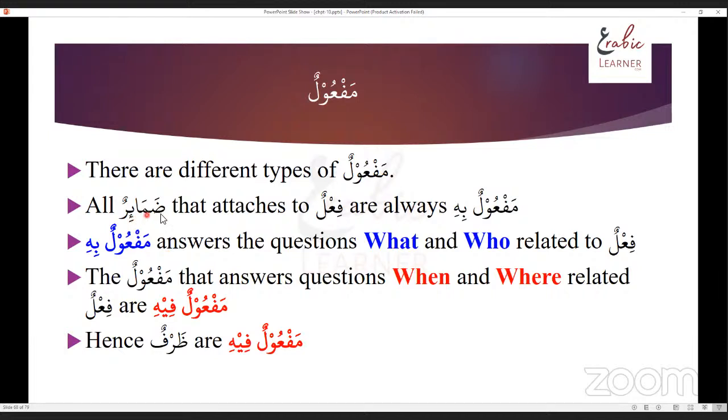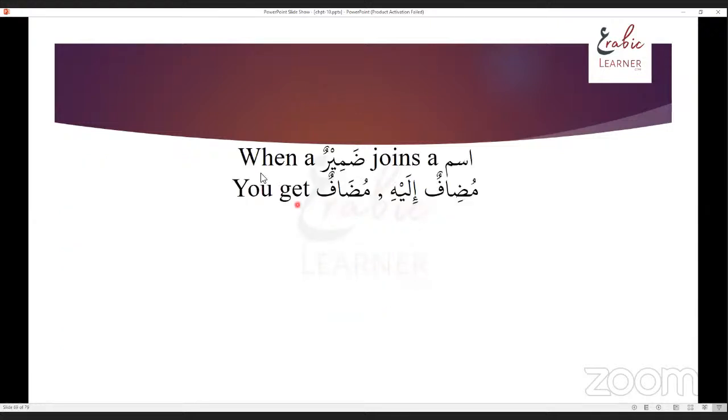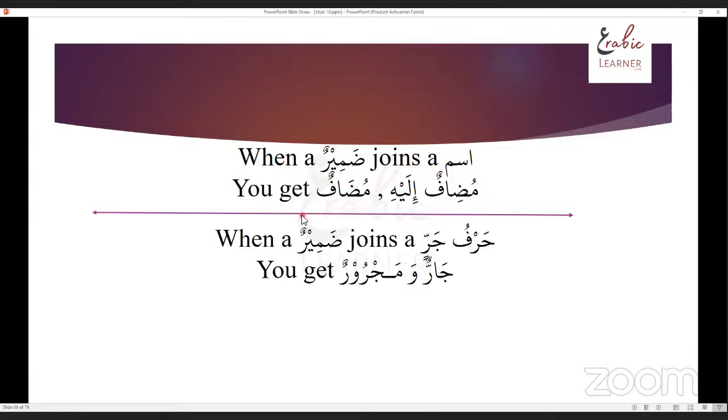So, similar to damir muttasil being maf'ul bihi, in the same way zarf are maf'ul fihi. Okay, brothers and sisters, let's remember this for your revision. When damir joins an ism, you get mudaf, mudaf ilayh, the answer that you gave already. When damir joins harf jar, you get jar majroor.